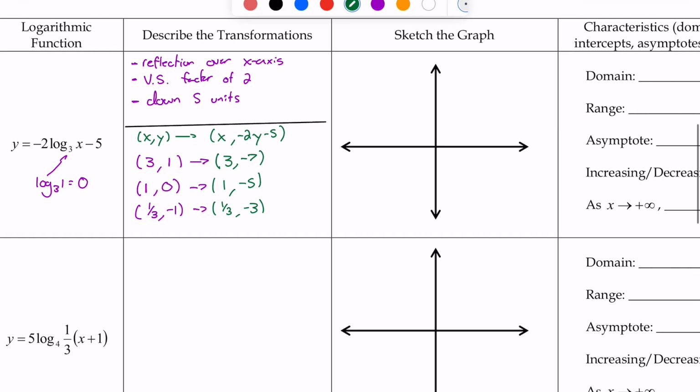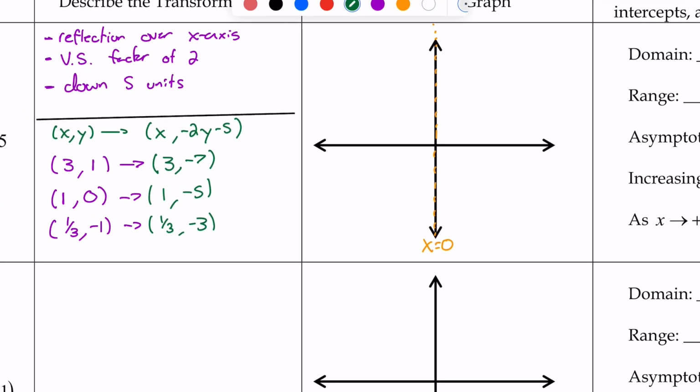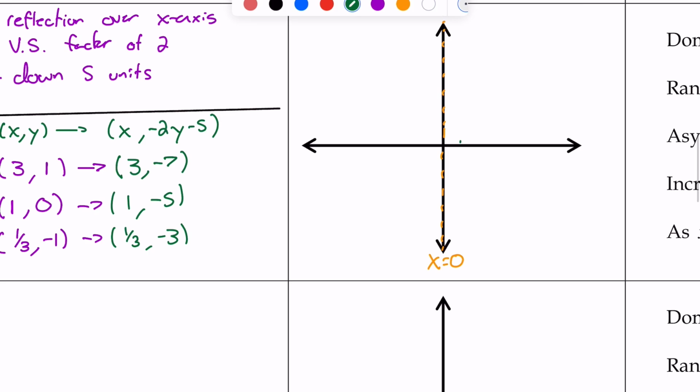So let's sketch our graph. Let's start by putting our asymptote. As I said before, the d here is 0. So that means you still just have an asymptote right here at x of 0, which is your vertical asymptote. Then let's put our x coordinates that we're going to need on our graph. I will need 1/3, I will need 1 and I will need 3 on my x. On the y, I'm going to need negative 3, negative 5, and negative 7.